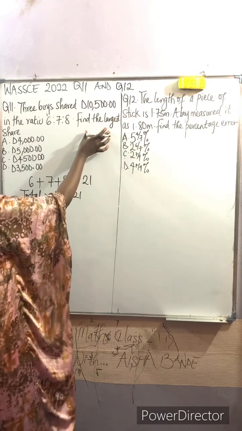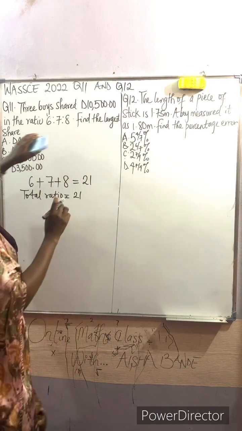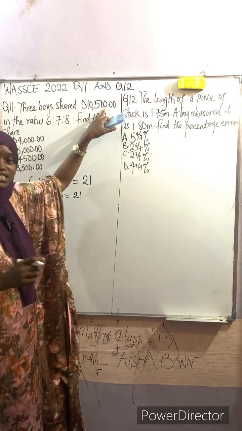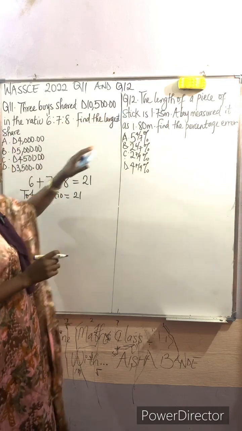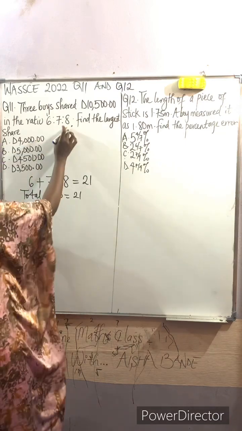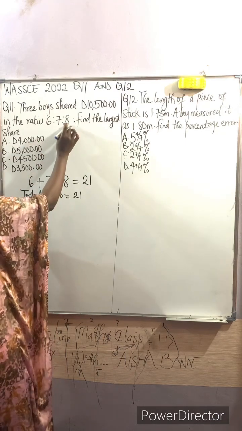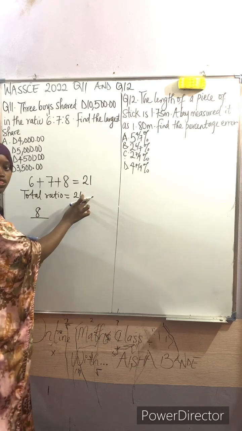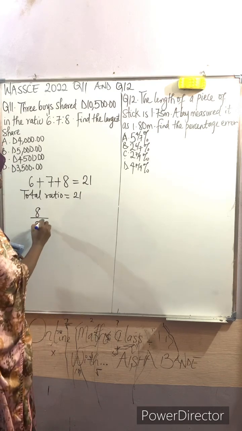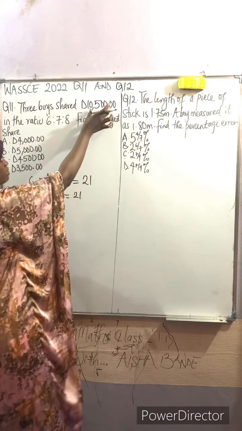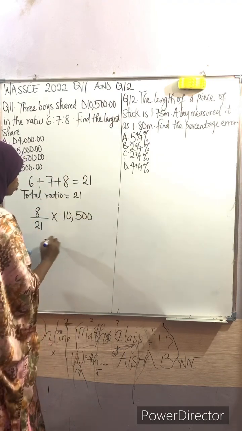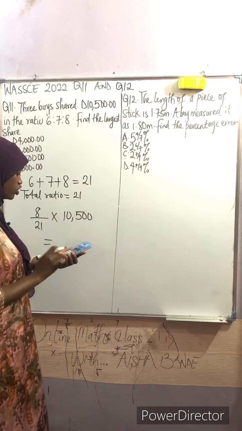So for us to find the largest share, since he has a ratio of 8, how much is he getting from this $10,500 C? So it's going to be the largest ratio, which is 8, all over the total number of the ratios, which is 21, times the total amount of money, which is $10,500 C. So from here, all we need to do is to punch our calculator.